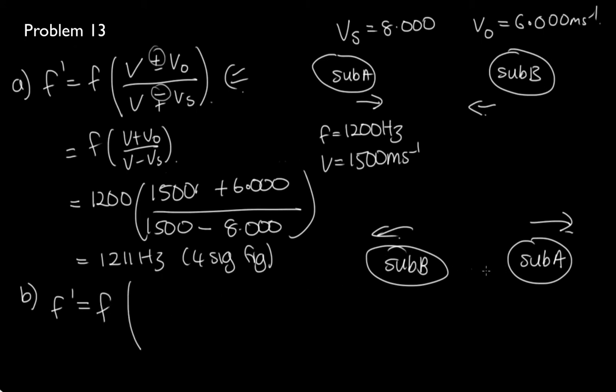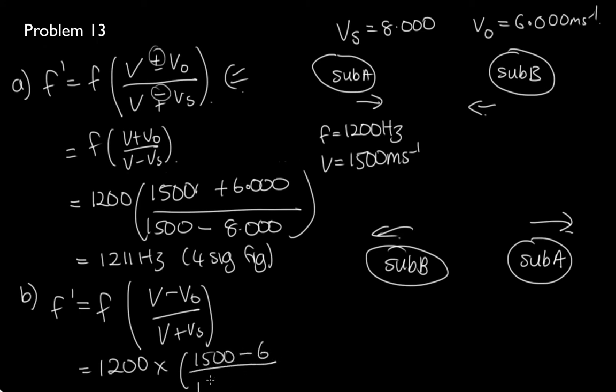Now in this case, they're both receding from each other, so we need to choose the bottom sign. So we've got (V − VO) over (V + VS), and now here's our observer, so this is equal to 1200 times (1500 − 6) over (1500 + 8), and solving that one on the calculator we get 1189 Hertz, and that's to 4 significant figures.